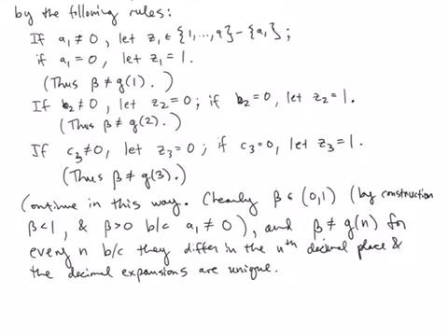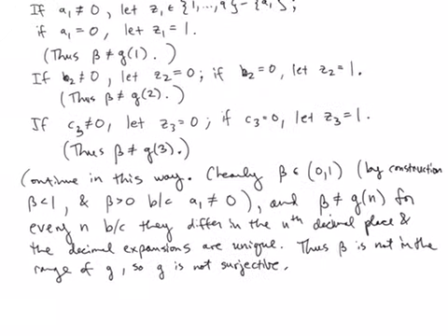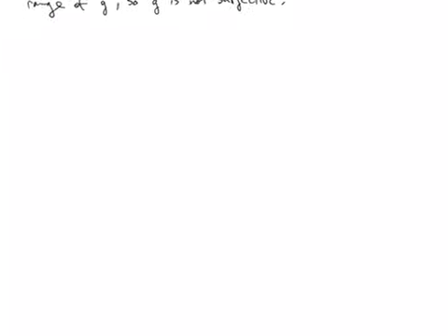But the main idea is just to change the nth decimal place of G of n and use that to write down a beta. So that means beta is not in the range of G. So G is not surjective. And so we've established that the reals have a cardinality larger than the cardinality of the natural numbers. And so there are different sizes of infinity in this sense.